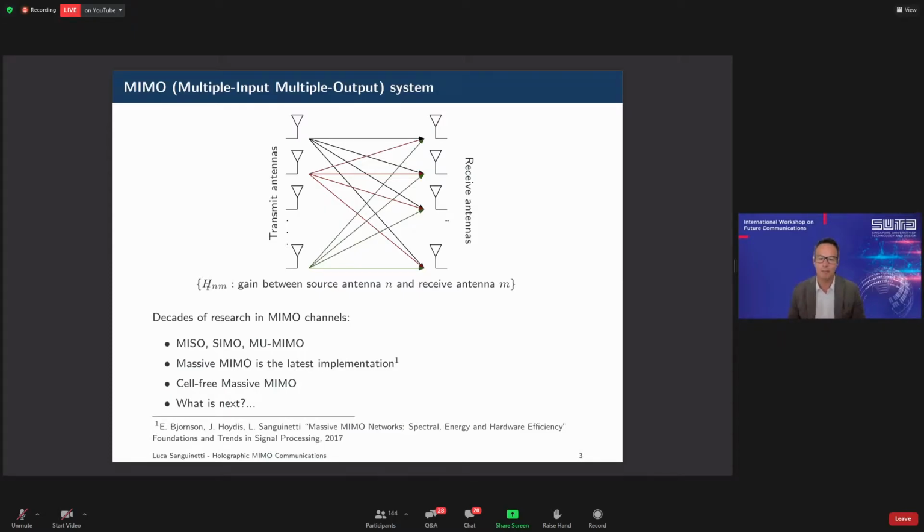Now, the latest implementation of a MIMO technology is massive MIMO. Massive MIMO is one of the key technologies for 5G networks. And we are now looking for what is next. For example, cell-free massive MIMO is considered as the evolution of massive MIMO, and it's basically a massive MIMO technology where there are no more cells. All the access points, base stations, will serve jointly the users which are active in a given coverage area. Even cell-free massive MIMO has been around for a while, and there is a lot of research going on on this topic. What I want to do today is to introduce you a different concept, which is what I call holographic MIMO communications.